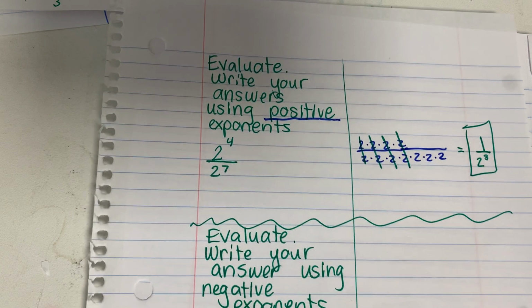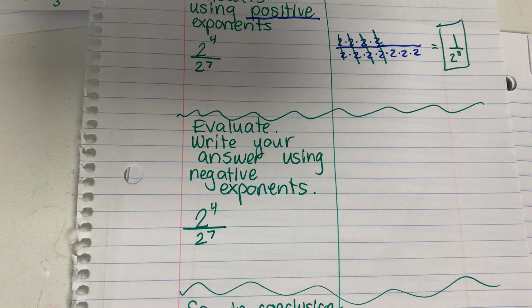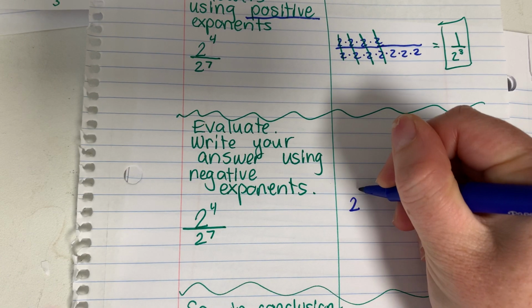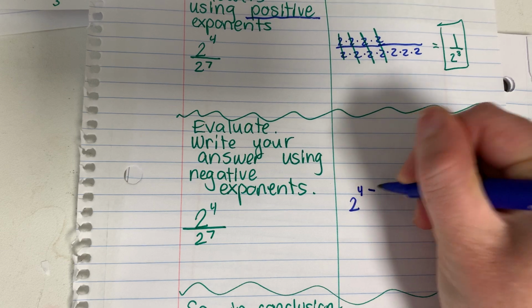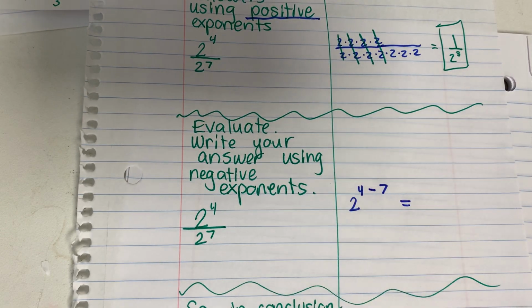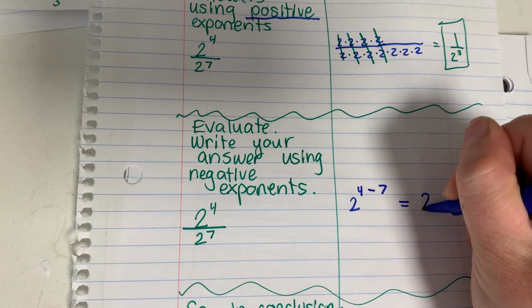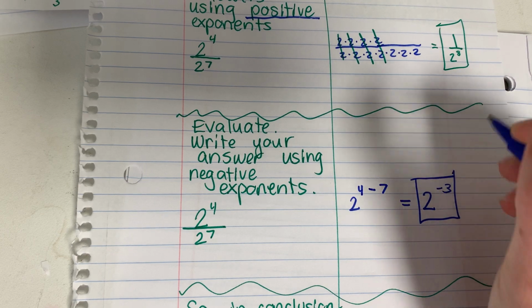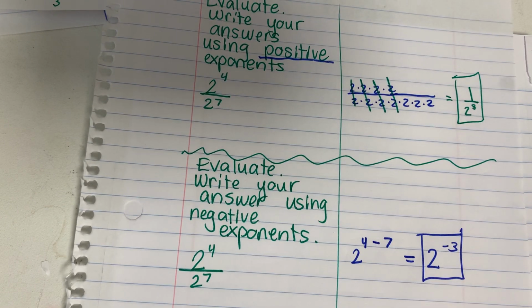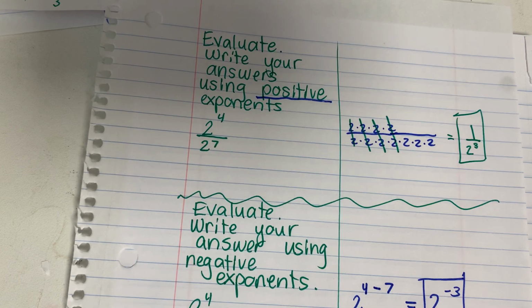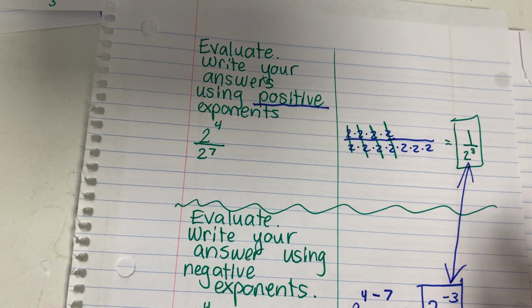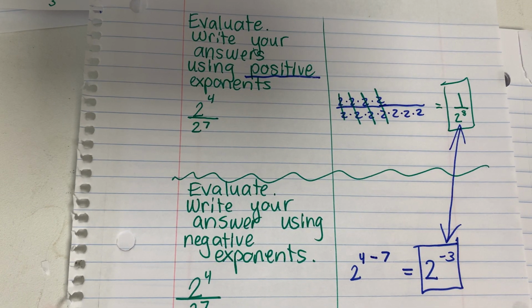Evaluate, write your answers using negative exponents. So now we're going to do the same thing. This time I'm going to use the shortcut method. 2 to the fourth, minus 7. Remember, that's the quotient rule. 4 minus 7 is negative 3. So if you use the expansion rule, your question is, well, how would I get here? Well, this is what we're learning today. These two things mean the same.